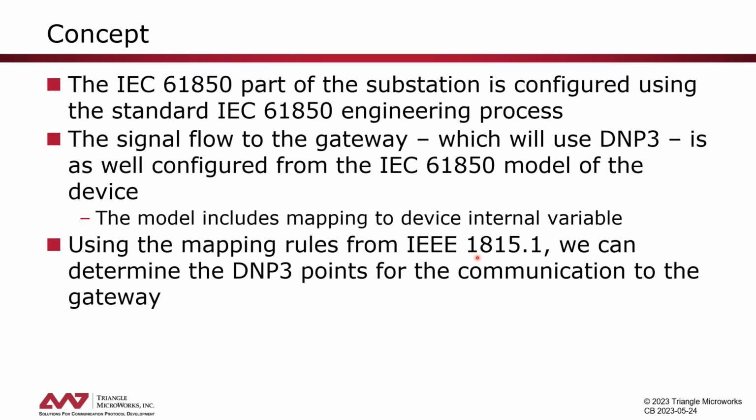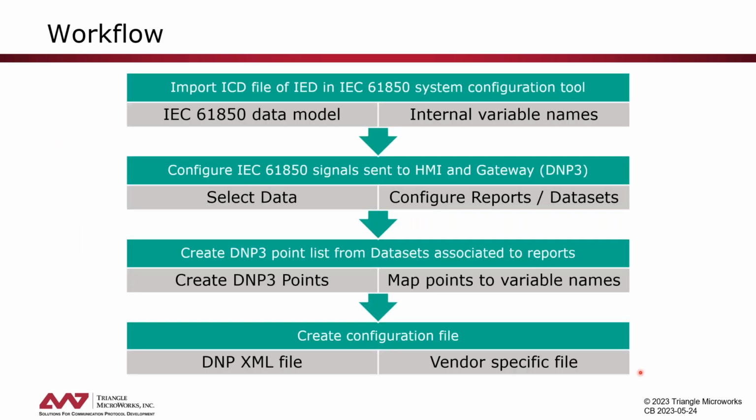The reason we can do that is because typically the model includes mapping to device internal variables, and we'll show how we use that. So basically, using the same approach that we discussed for the configuration of the gateway, we can determine the DNP3 points that we use for the communication to the gateway based on our signal flow that we have configured in 61850. So the workflow is summarized here, but I think it will get a little bit more clear when we just go through the example.